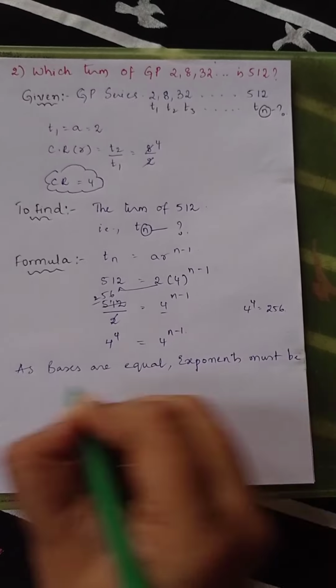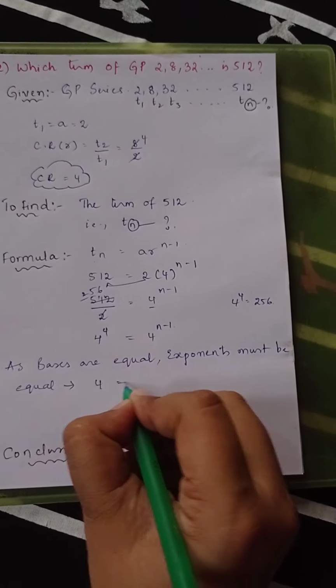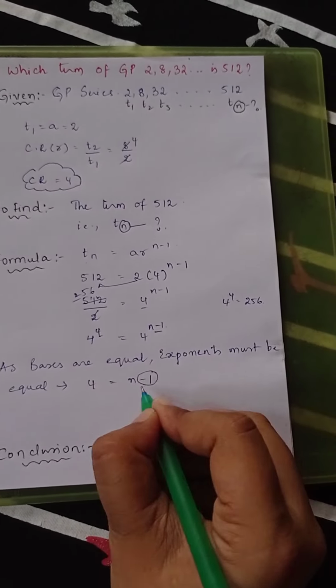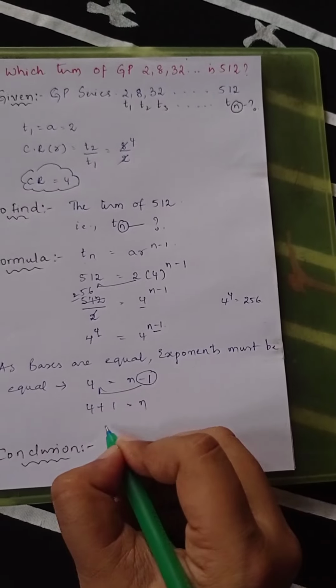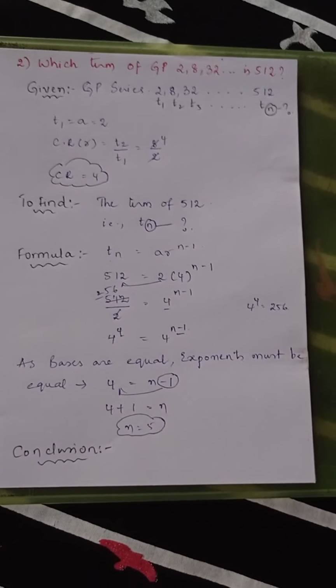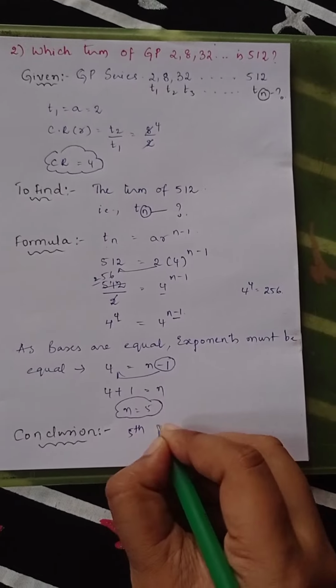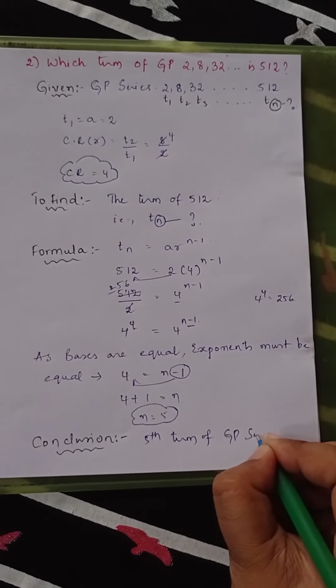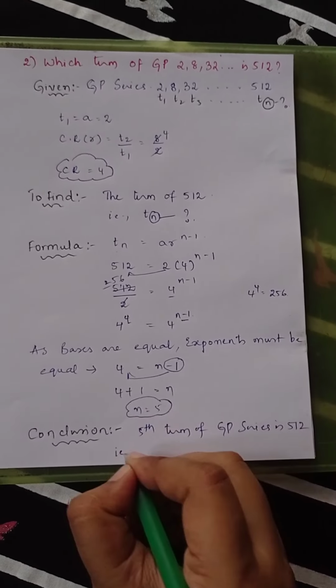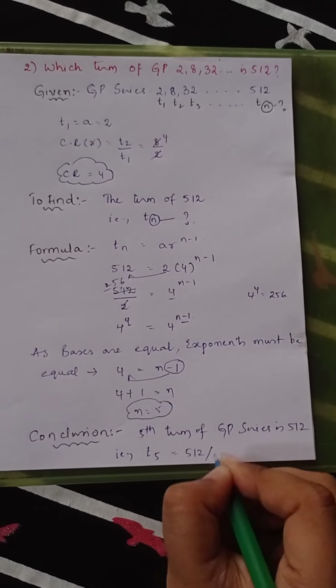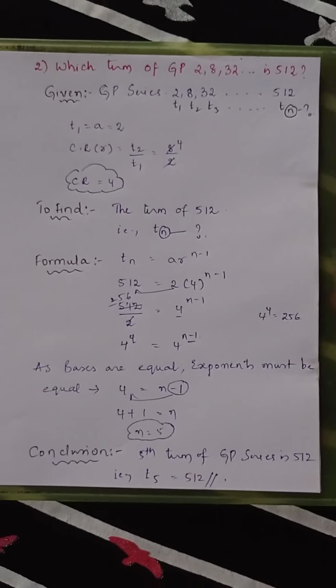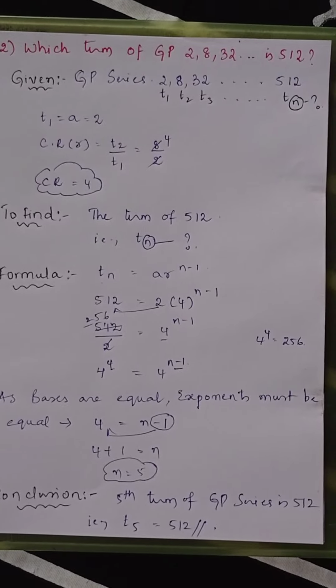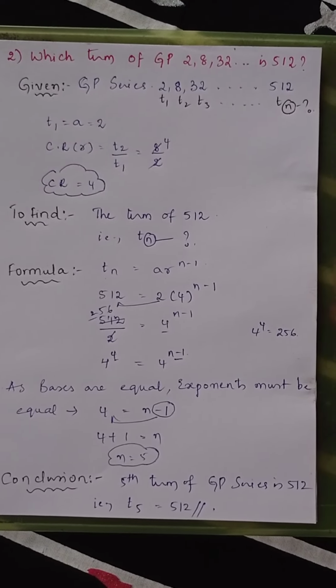So 4 is equal to n minus 1, so we'll get n is equal to 5. That's it. You can write the conclusion: the fifth term of the GP series is 512, that is T5 is equal to 512. That's all. So note it down clearly. If any doubts, you can surely ask me in the comment box.